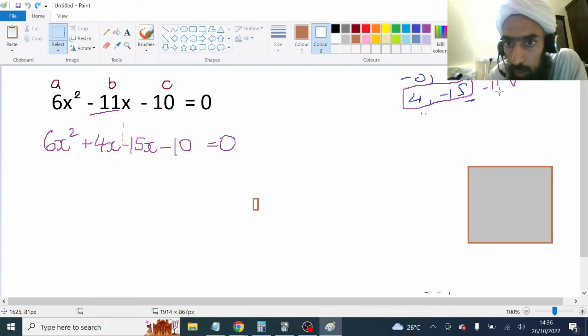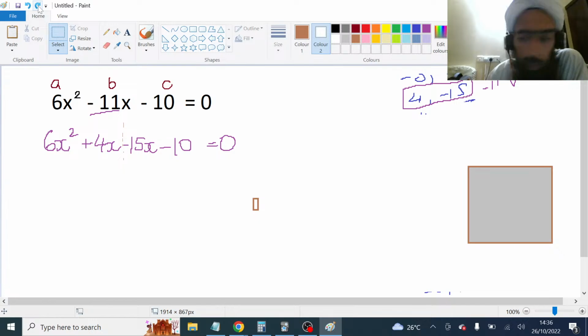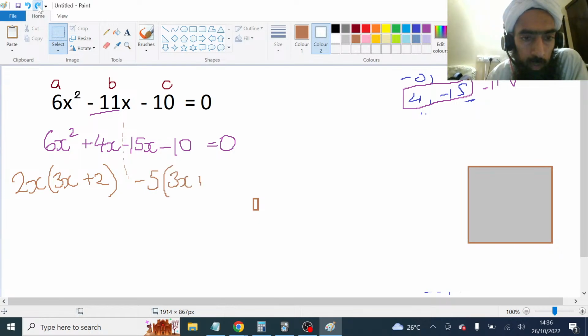So we've got minus 11 here. That's the one that's going to make this. Then we keep the first thing as it is, we keep the last number as it is, and then what we do is we rewrite the minus 11x using those two numbers. So it's plus 4x minus 15x. Now we factorize each half of that into a single bracket. The left-hand side becomes 2x bracket 3x plus 2, and the right-hand side becomes minus 5 bracket 3x plus 2.